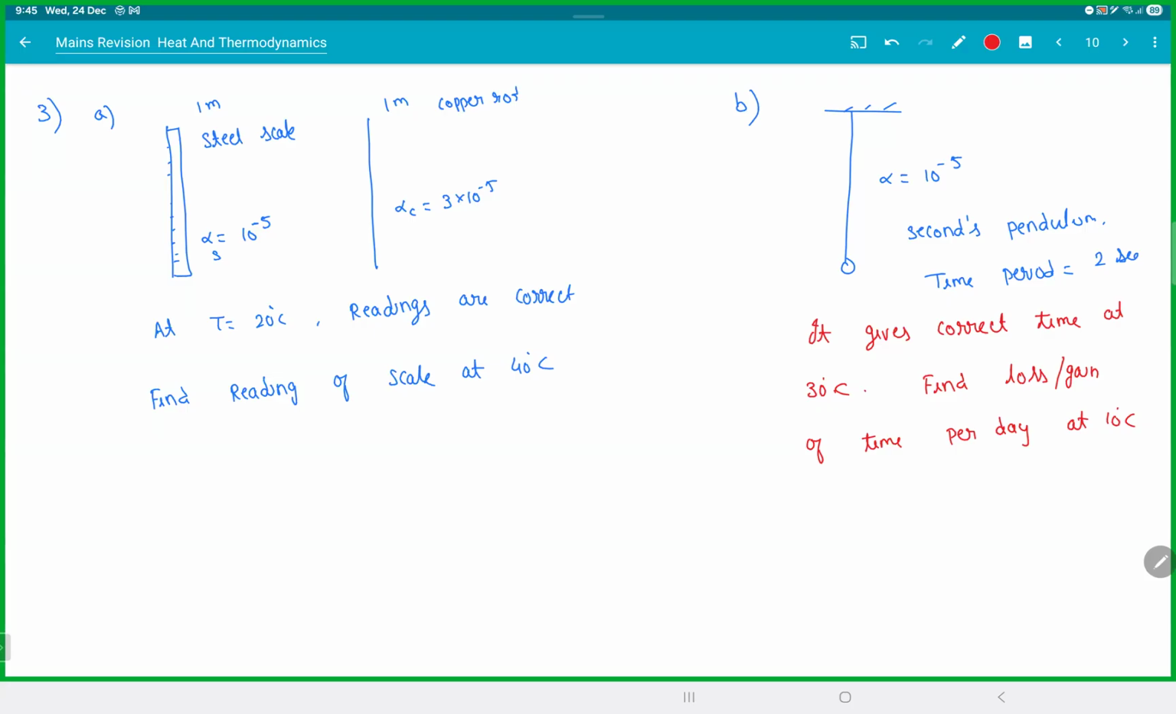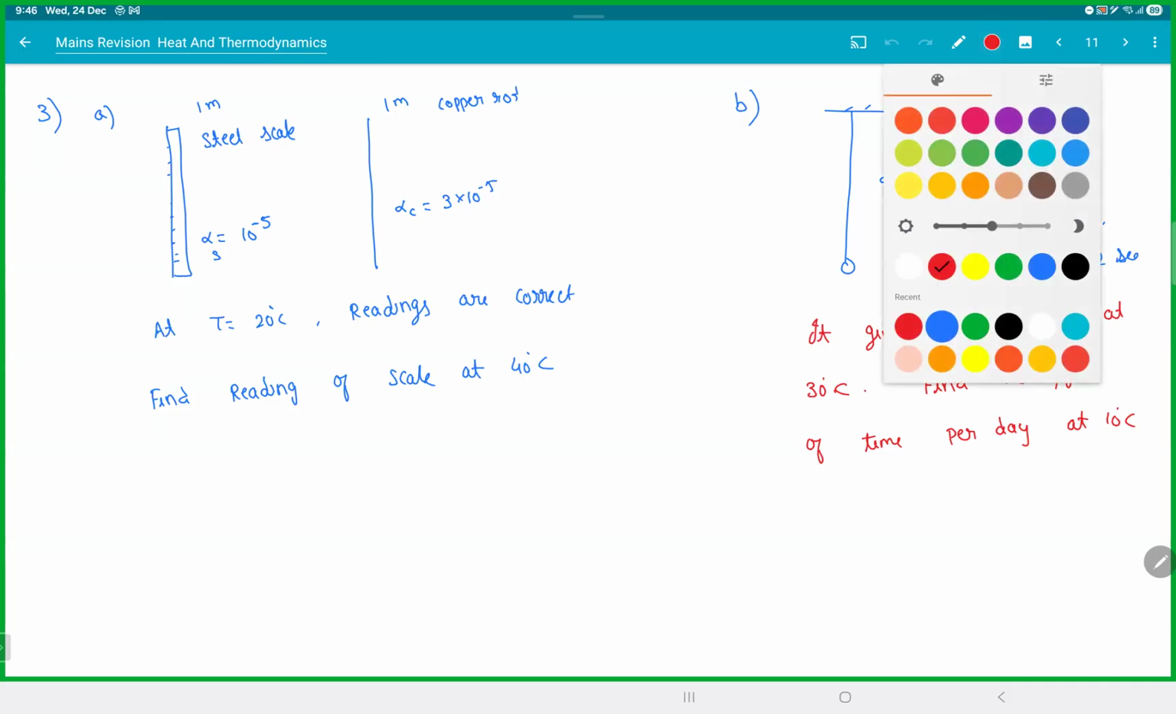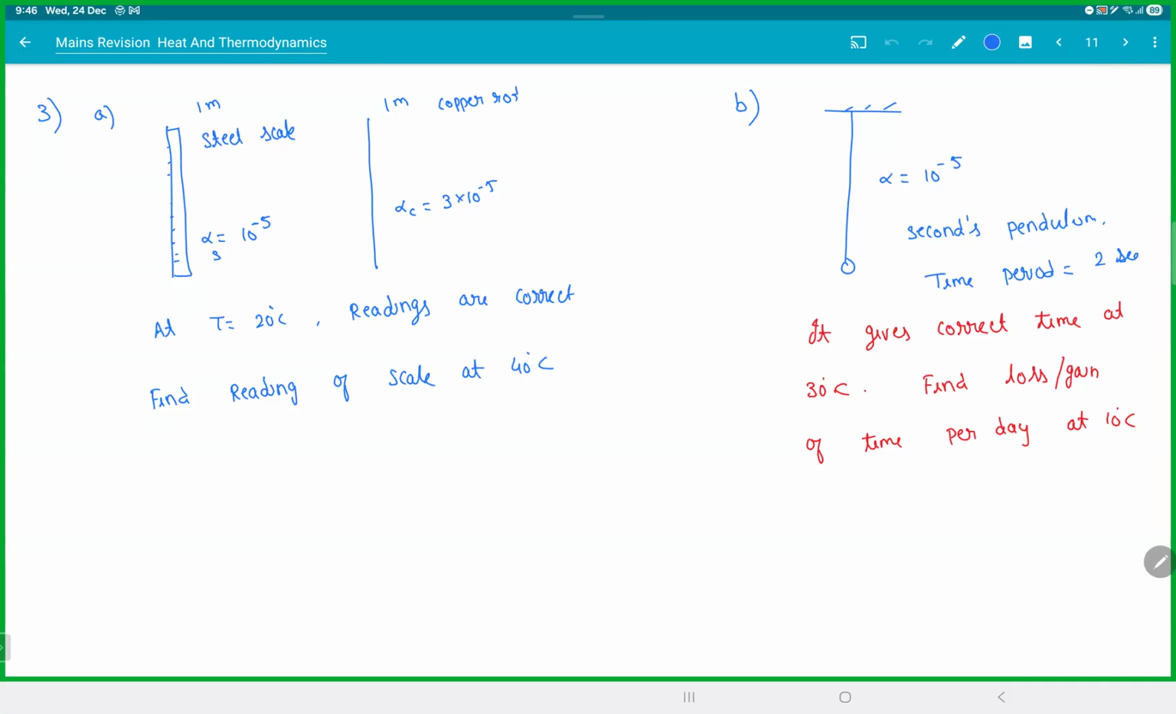Let's see. So what is the thing here? See, this is the formula for this. What is the final length? So the reading of the scale, this is the formula, will be the actual length of the scale.